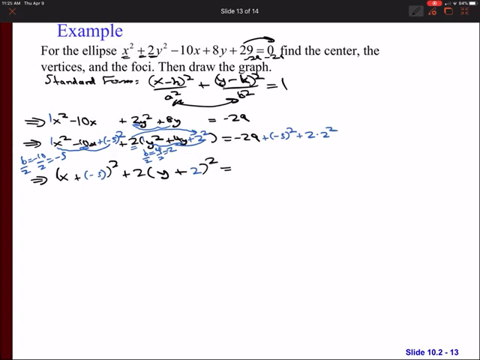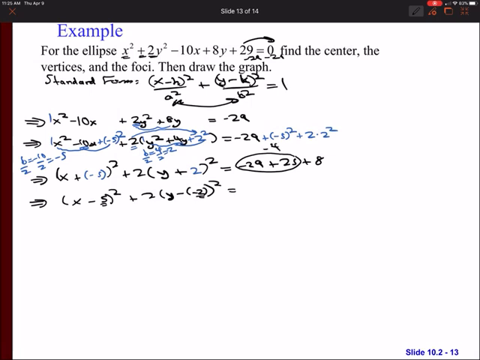Now let's go ahead and simplify on the right side. I got negative 29 plus 25 plus 2 times 4, which is 8. So let's go ahead and, while we're at it, write in our minus sign. X plus negative 5 is x minus 5. And y plus 2 is y minus negative 2. So you can already see what h and k are, right? Our x and y coordinates for the center. I'm rewriting these. Now the right-hand side, let's go ahead and add these up. Got negative 29 plus 25, that's negative 4.